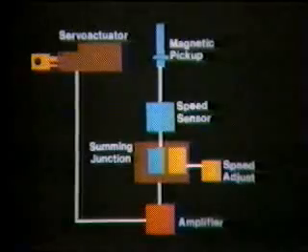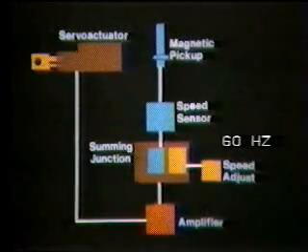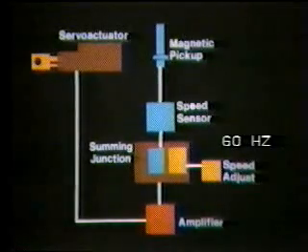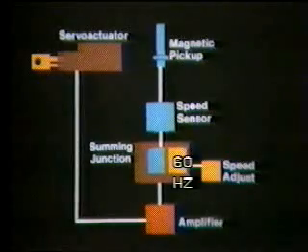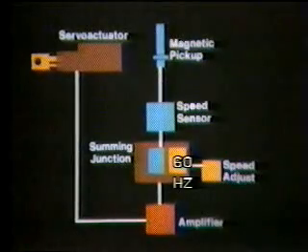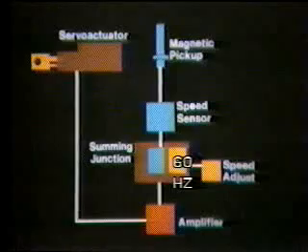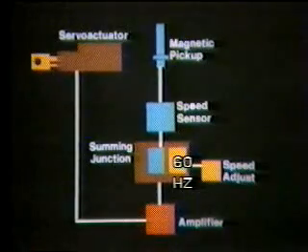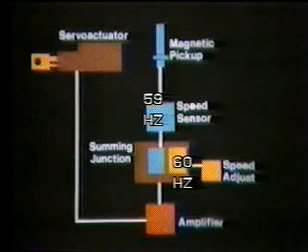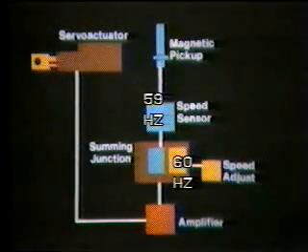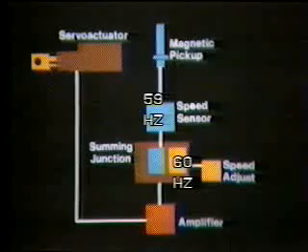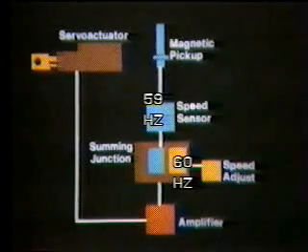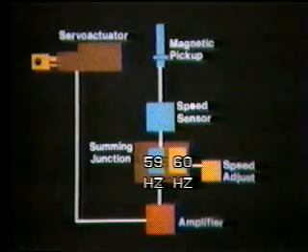Now let's see what happens when engine speed falls below the speed indicated by the reference signal. The speed adjust switch has been set for 60 hertz. The speed adjust switch will be sending a constant reference signal of 60 hertz to the summing junction, indicating that you want an engine speed of 60 hertz. On the other side of the summing junction, the magnetic pickup is sending a signal to the speed sensor, indicating an actual engine speed of 59 hertz. The speed sensor sends this actual signal to the summing junction.